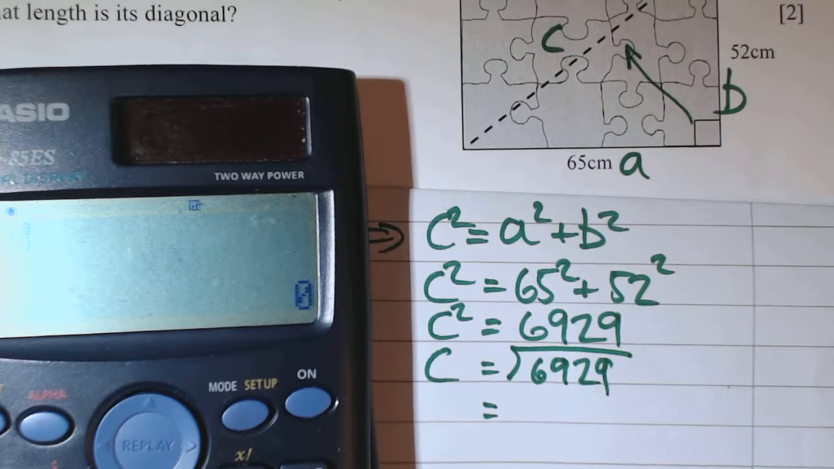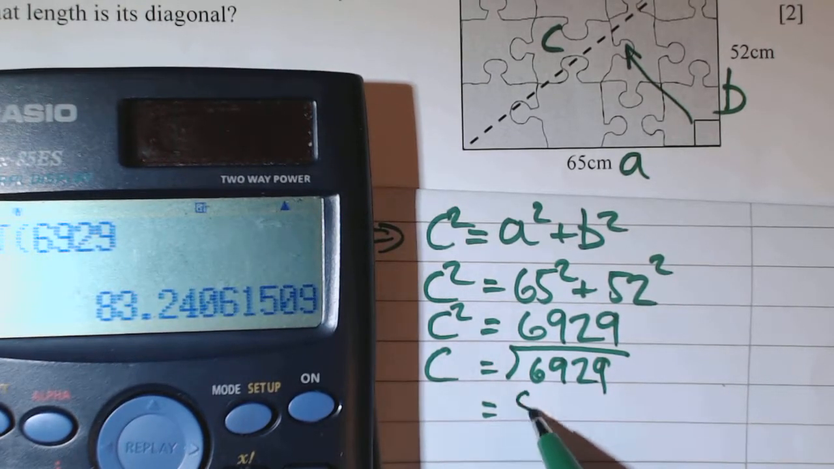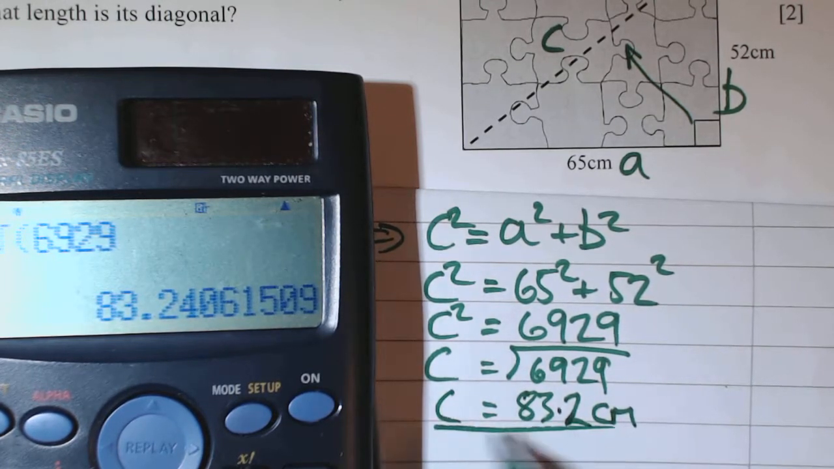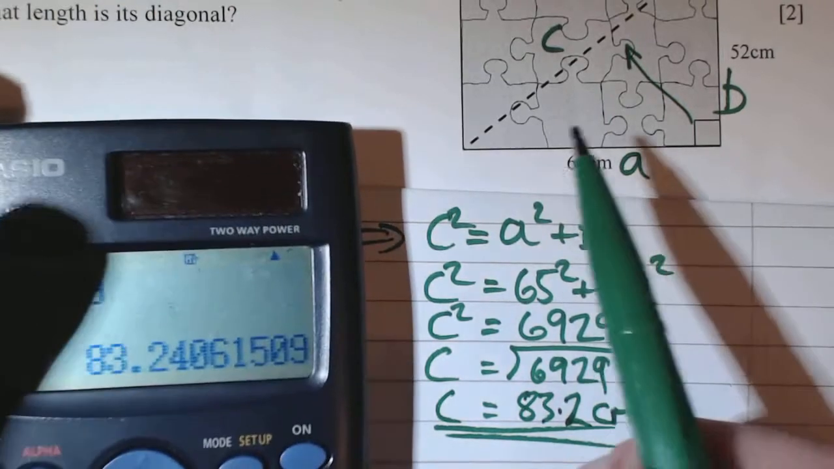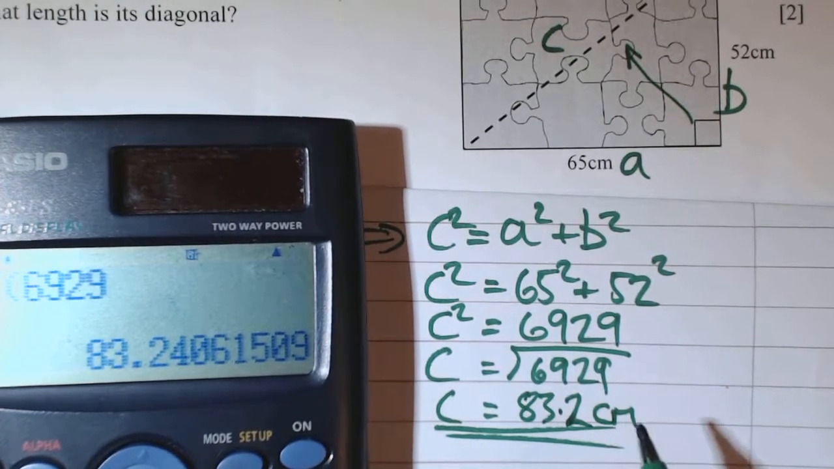Okay, so what we have is the square root of 6929, and that gives you the value of, I have to say, 83.2, and it's centimetres. Okay, so always keep an eye on the units. Now they've not asked for any decimal places, so I'll just stick to 1. Okay, so that's your answer to question 2.